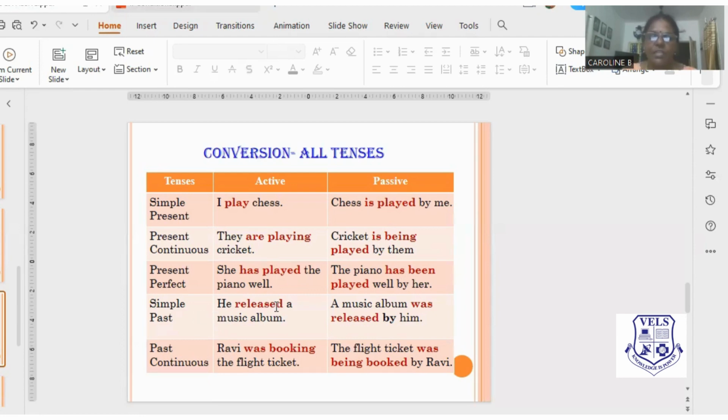Simple past, he released a music album. It becomes a music album was released by him. When the subject is plural, we will use were. Past continuous, Ravi was booking the flight ticket. The flight ticket was being booked by Ravi.